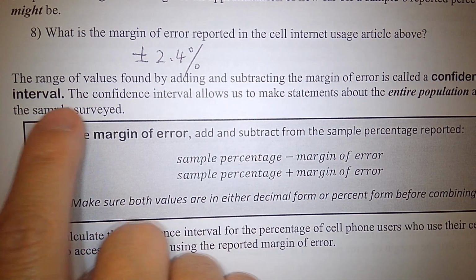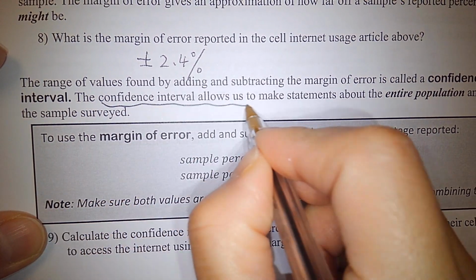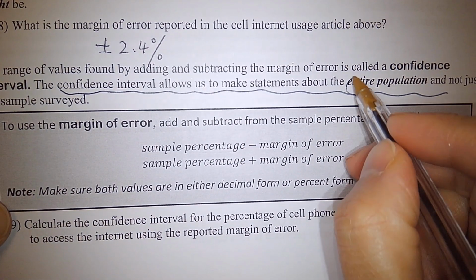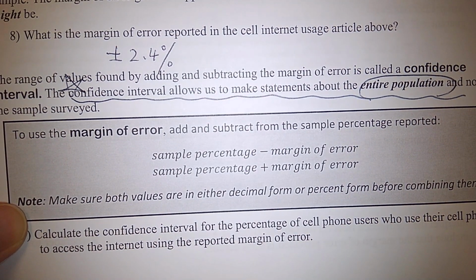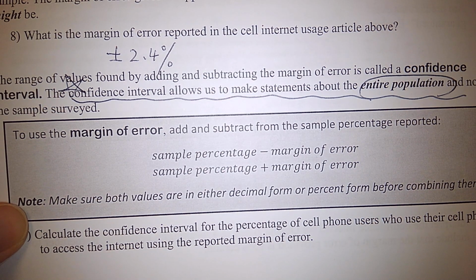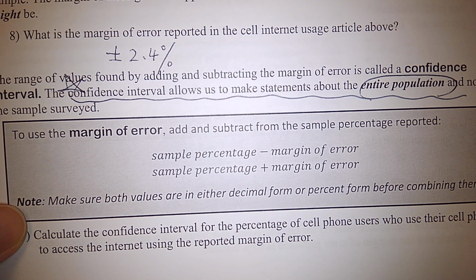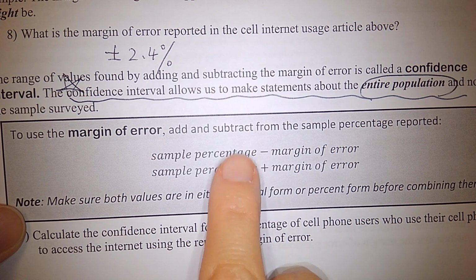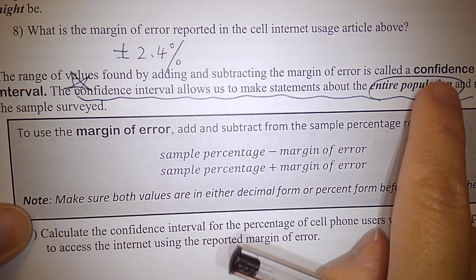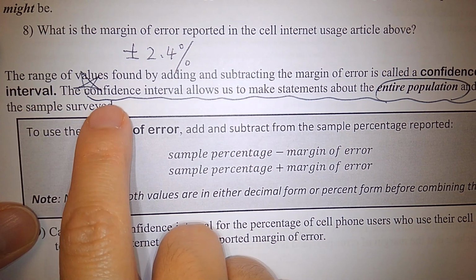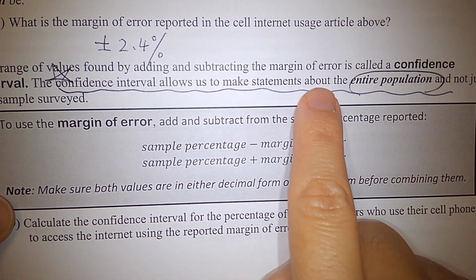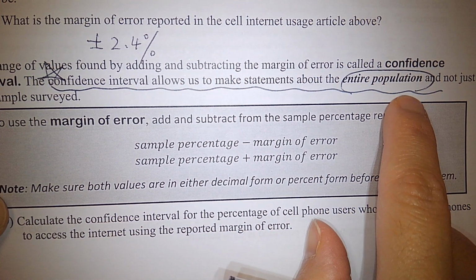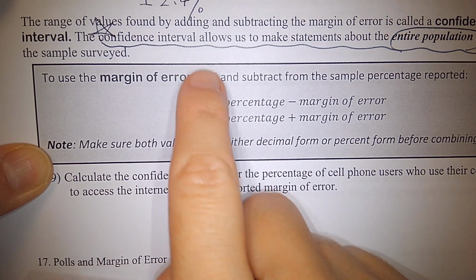Okay, so yes, this is the idea for a confidence interval. A confidence interval allows us to make a statement about what? The entire population. Our aim is to study the entire population, but we cannot survey everybody, so we choose a sample. From the sample, we also know what? The margin of error. Then the sample percentage plus or minus the margin of error gives us a confidence interval. By using the confidence interval, we are able to make statements about what? The entire population. We're not done calculating yet, but this is the idea.